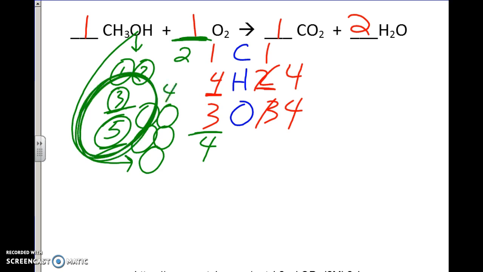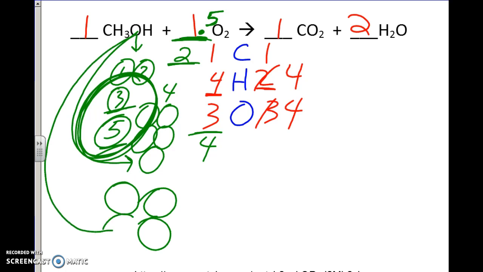How do I get to 4? That's an interesting question. So if I put a 1 in this blank, it's too little. If I put a 2 in this blank, it's too much. So let's put a 1.5 in this blank. 1.5 will get us 1 oxygen with an O2, another half of an O2. We have this O right here, which gives us a total of 4 oxygens on this side.